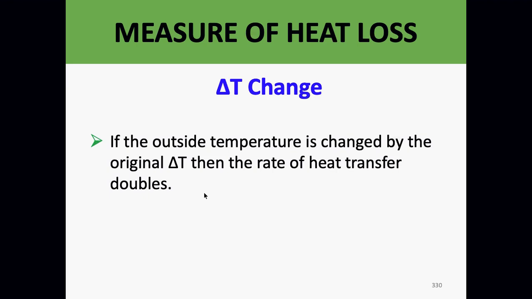Okay. If the outside temperature changes the original delta T, then the rate of heat transfer doubles. In other words, if our original delta T is 6 degrees and our new delta T is 12 degrees, the rate of heat transfer doubles. So the colder it gets, you're going to lose more heat. The warmer it gets, you're going to gain more heat. Doesn't matter if the area changes, you're going to gain more heat or lose more heat based on the same area. Again, remember our formula: Q equals U times area times delta T.